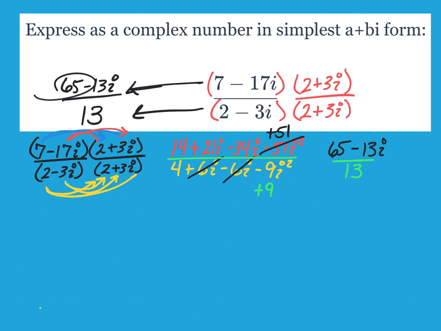Talk about something while we have this here. 65 minus 13i divided by 13. Well, can I cancel out my 13 there? No. Although the 13 does go into both of these numbers, I've got to make sure it goes out of the 65. And now that I'm looking at it, I believe it does. So let's see, 65. I can factor out a 13 actually. So here's what we end up with.